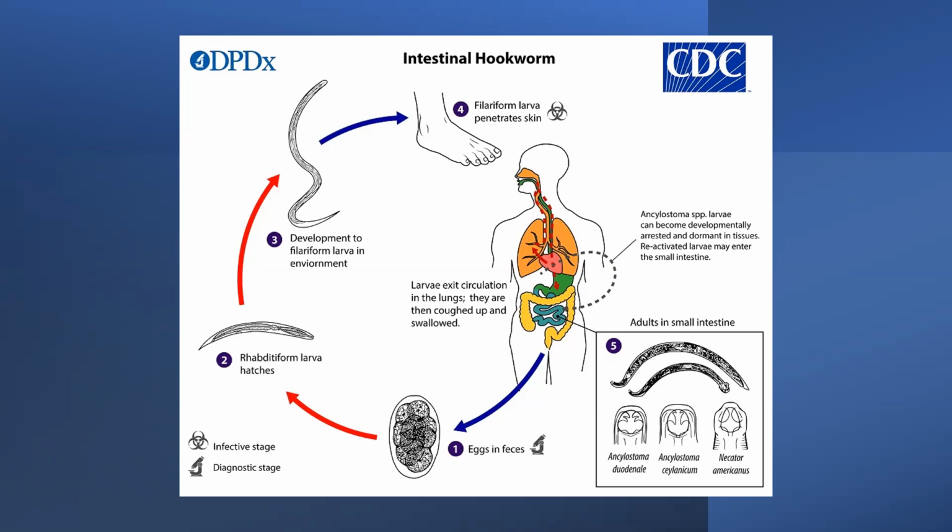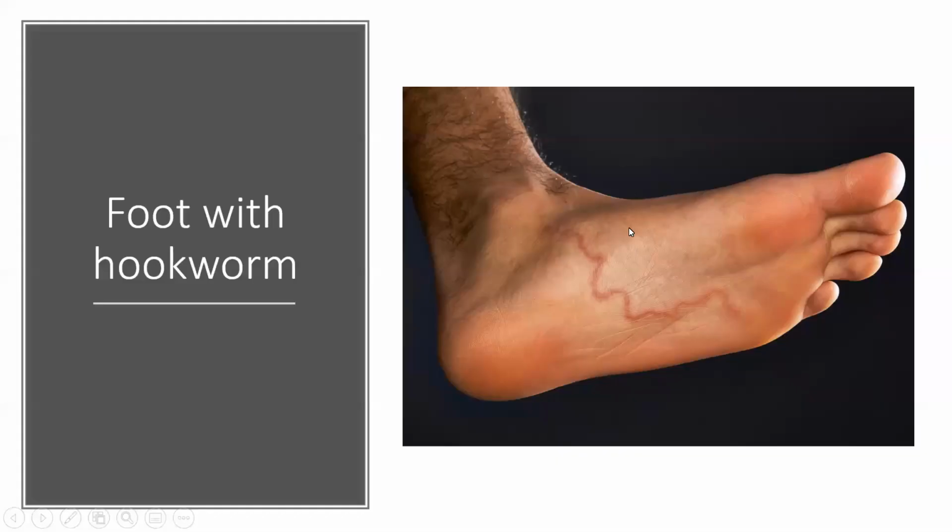So if you are walking somewhere where there are hookworms, right? So if worms have entered the soil through the feces of an infected individual, and you're walking through, those hookworms can actually penetrate the skin of your foot. And here's an example. You can see this line of a foot that has actually been infected with a hookworm.